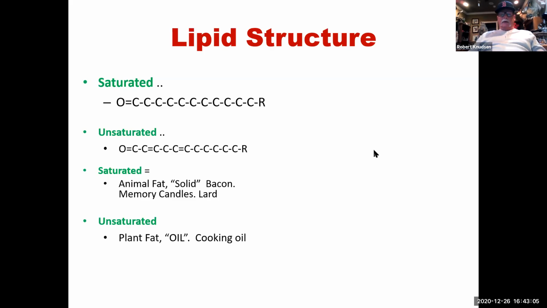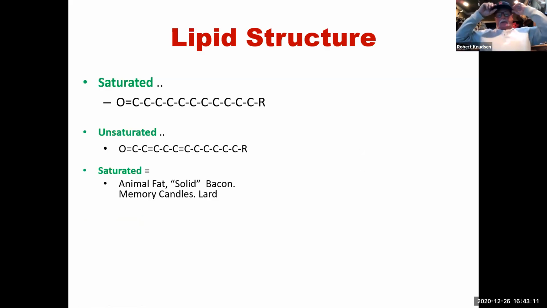Memory candles. Okay, I want to go back. This is something that's kind of interesting. Animal fat is solid, like bacon. And I put lard. Okay, lard is just fat, and it used to be a good cooking tool. Like Crisco is animal fat, and they use it for flavor. Okay, plant oil, like corn oil and vegetable oil. I had to go buy some today, and I got vegetable oil, and they had corn oil and safflower oil, just all plant. They squeeze the lipids out, and it's an oil because it's unsaturated.